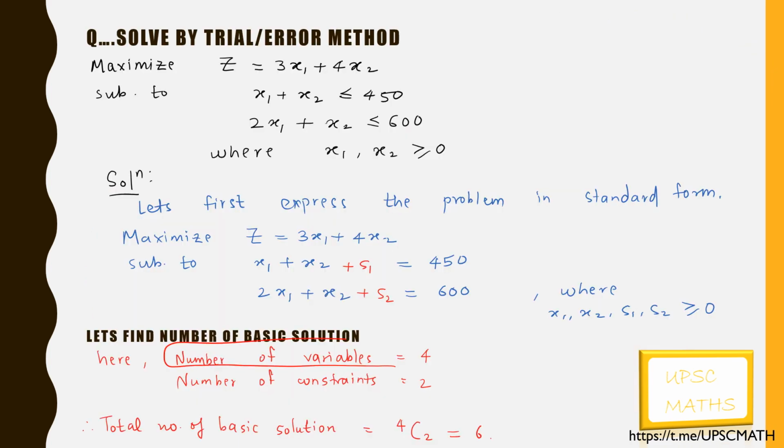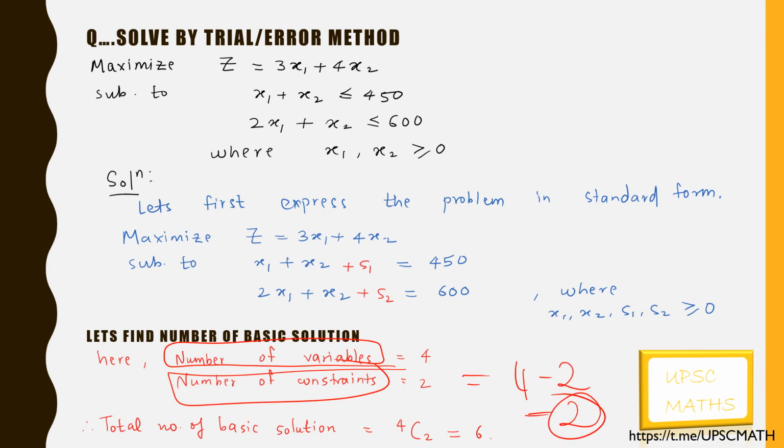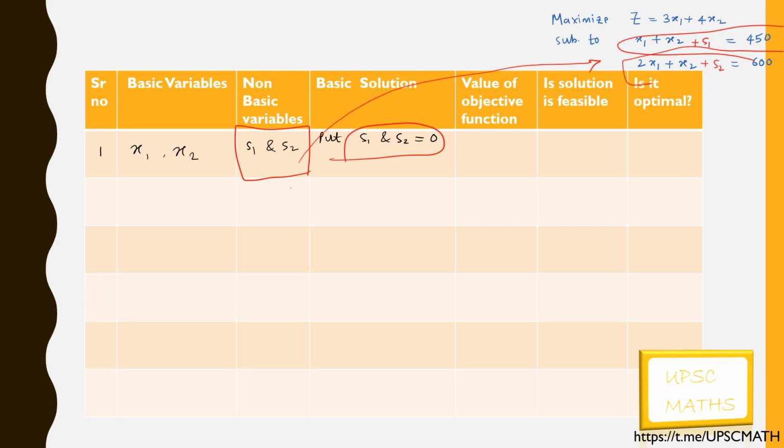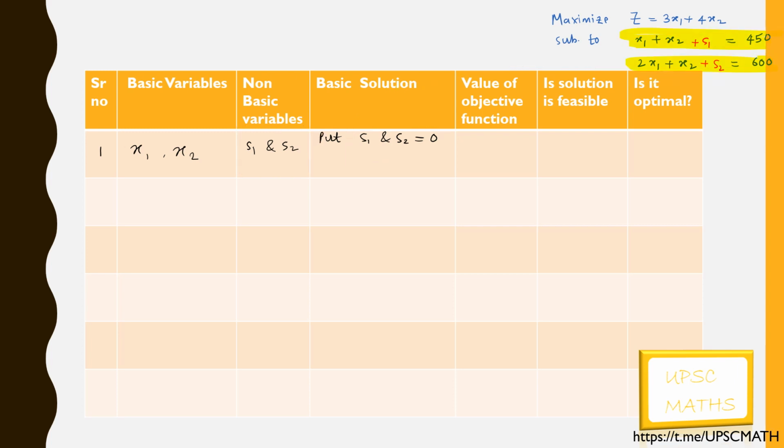Since the difference between number of variable and number of constraint is 2, we have to set two variables equal to 0 at a time. Let x1 and x2 be the basic variables and hence s1 and s2 becomes the non-basic variables. Now put non-basic variables equal to 0 in the given equation. So we get two equations as x1 plus x2 equal to 450 and 2x1 plus x2 equal to 600.